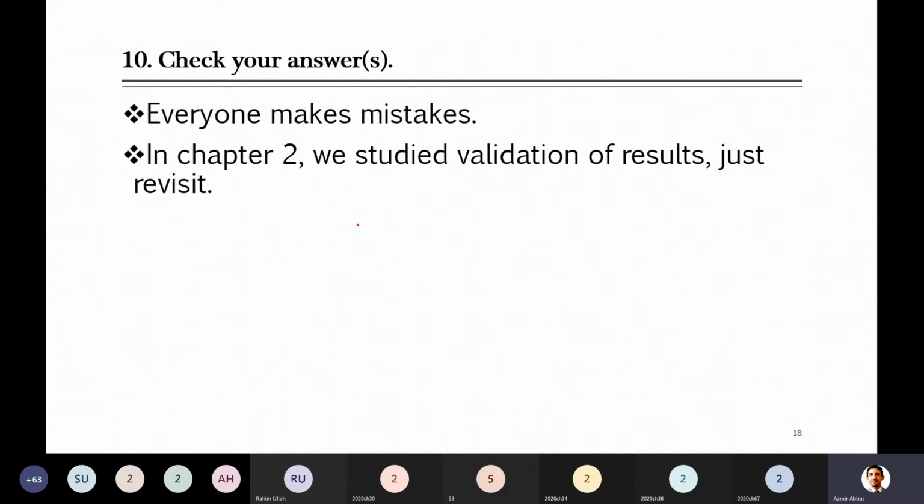Validation of results. Yes. Sir, it should be dimensionally correct on both sides, left and right. Okay, anything else? Anyone remember? The answer should make sense. Dimensional consistency.